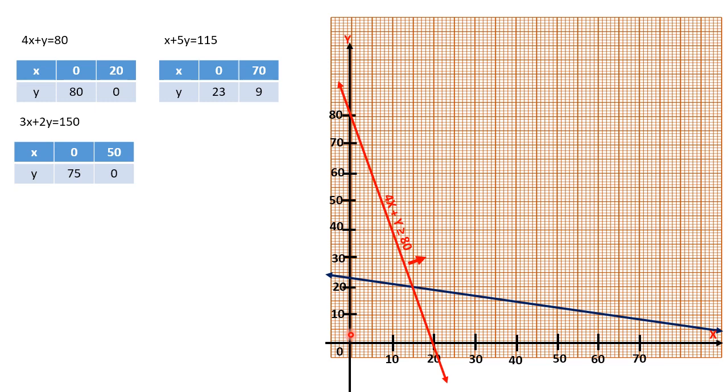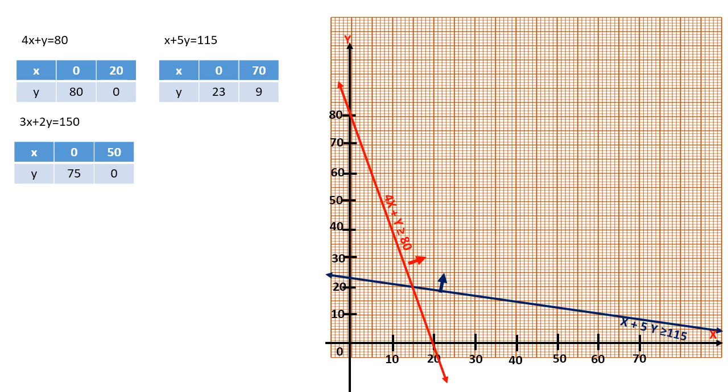Then take a point for verification. This is the point 0, 0. When we take 0, 0, here the inequality symbol is greater than or equal to. So here also 0 greater than or equal to 115 will come. So 0 greater than 115 is a wrong statement or a false statement, means below the line is 0, 0. So below the line is not a feasible region or not a wanted region. So above the line is required. So we have to label the inequality x plus 5y greater than or equal to 115.